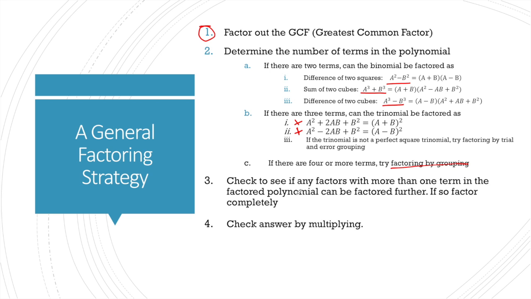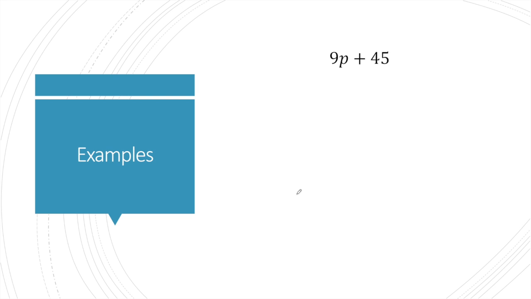There we go. Okay, so the first example we have is 9p plus 45. This is definitely a binomial. It's got two terms, okay? So the only thing I can do here, because it isn't a square and it isn't a cube, is factor out the greatest common factor. The greatest common factor of 9 and 45 is going to be 9, because 9 times 5 is 45. So if I pull out a factor of 9, that leaves me with 9 times p plus 9 times 5 gives me 45. So here I'm fully factored. I've got 9 times p plus 5.